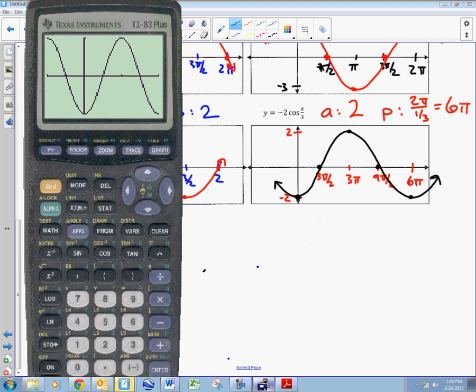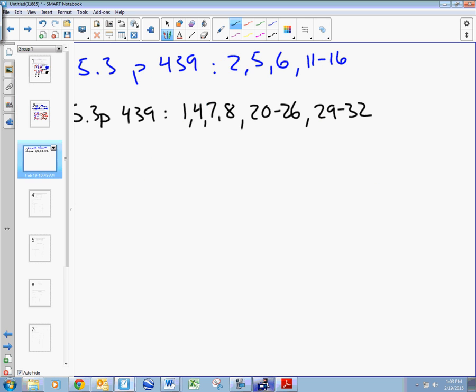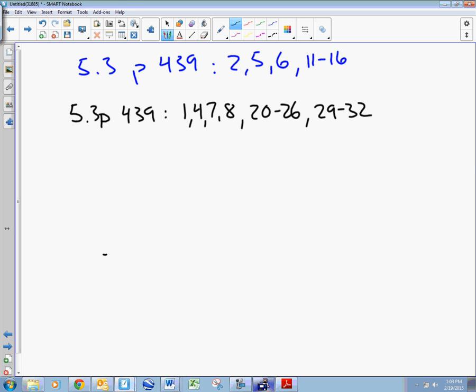Essentially, yes. Here's your homework. The top one, the bottom one is tomorrow. You can write them both down if you want.